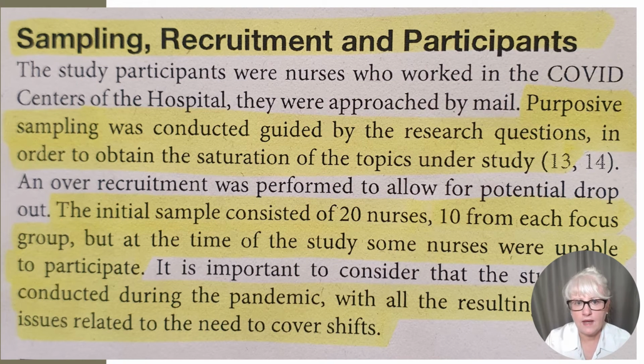So in this open access paper, the sampling and recruitment procedures were made clear by the researchers. An extract of the paper shows that there's 20 participants. They were nurses working in a COVID centre in an Italian hospital. This is a good sample size for a qualitative study like this. You tend to have smaller sample sizes in qualitative descriptive studies like this to obtain rich data.